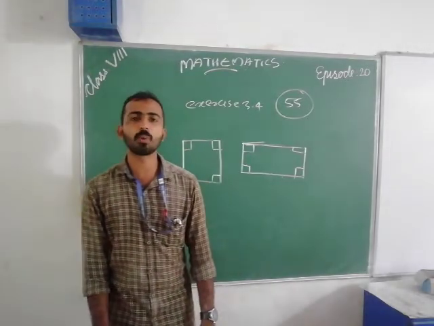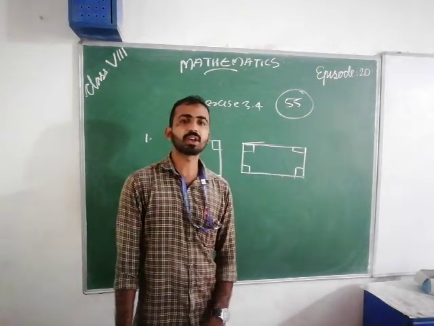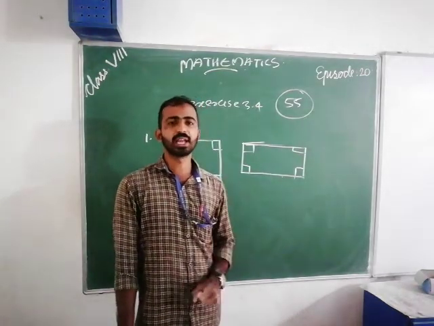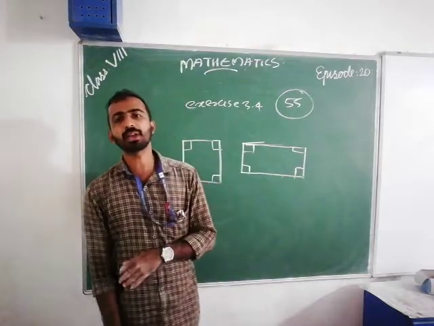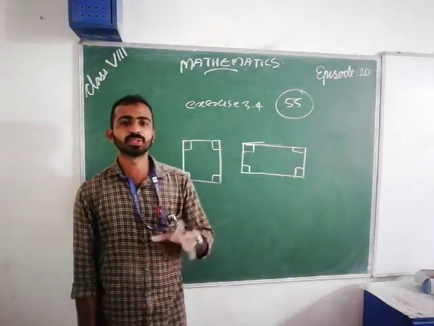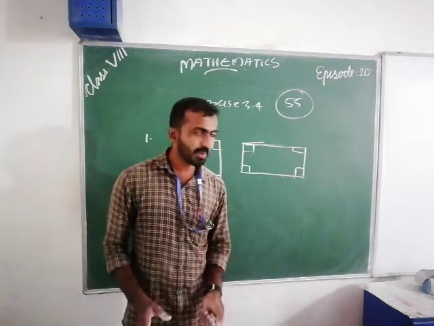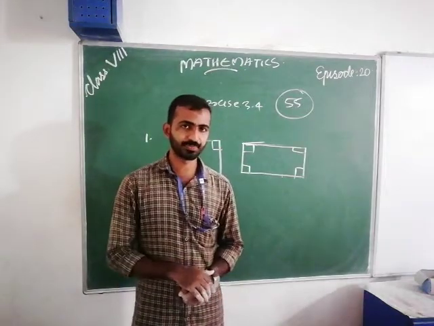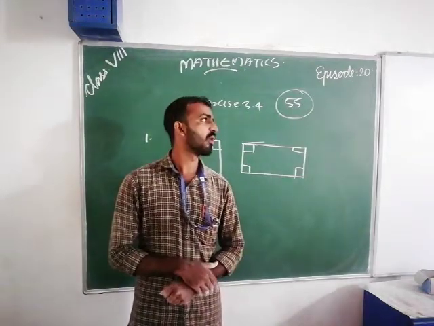And next one: all kites are rhombus. It is wrong. In kites, one pair of sides are equal. In a rhombus, all sides are equal. That is also false.